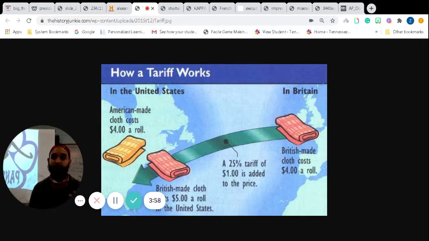Alexander Hamilton put a tariff. That's pretty much a tax on foreign goods. Basically, this would drive the price up for British goods, making everybody buy American products.